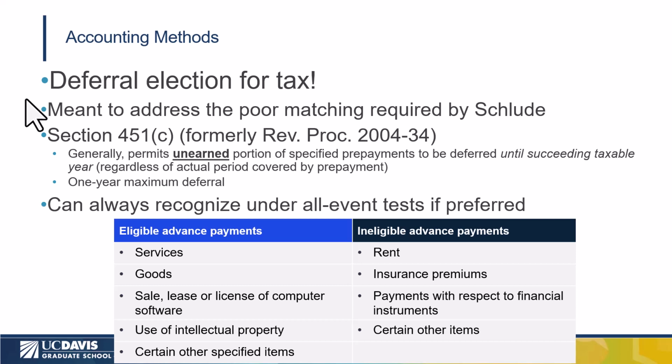So what is eligible for this deferral under 451(c)? Well, any advance payments for services, goods, sale, lease, or license of computer software, use of intellectual property, and a few other items. What is not eligible for this deferral is rent, insurance premiums, and these are the ones, of course, that are income. So that's an insurance company. We don't deal with that very much. And then prepayments with respect to financial instruments, which would really be things like interest and dividends.